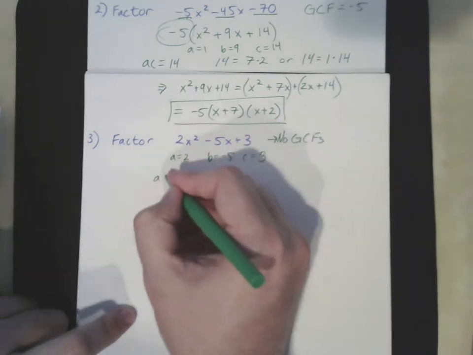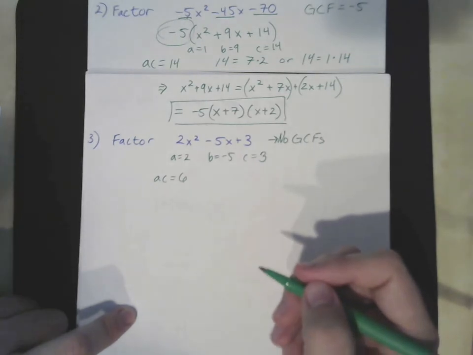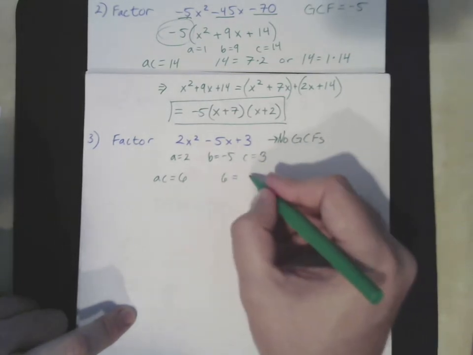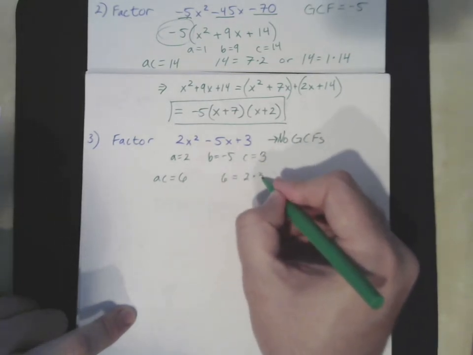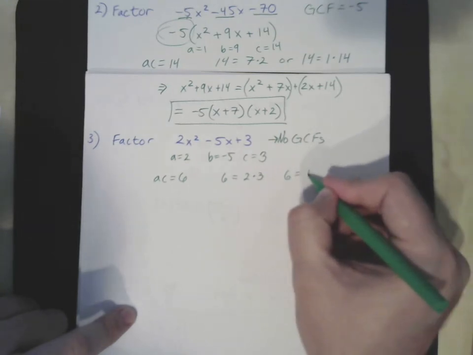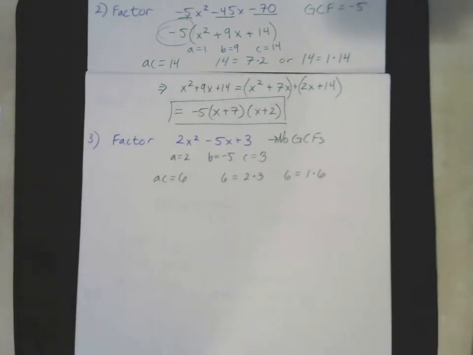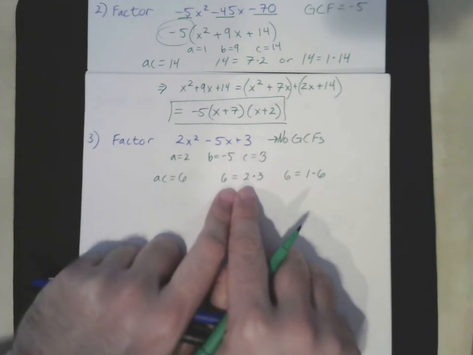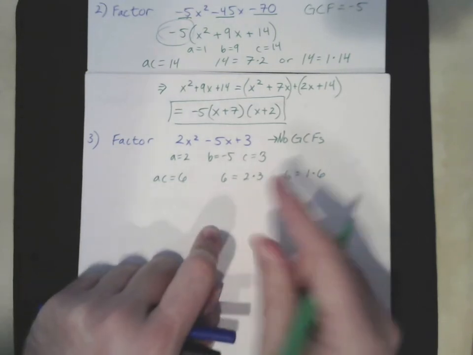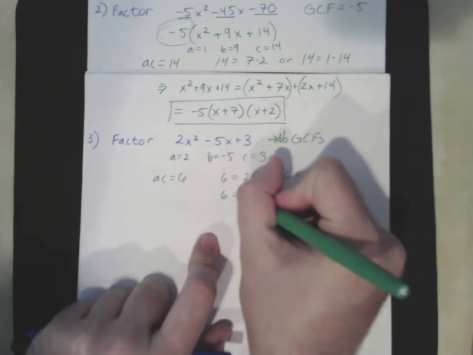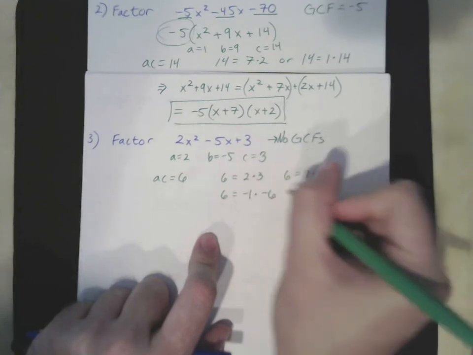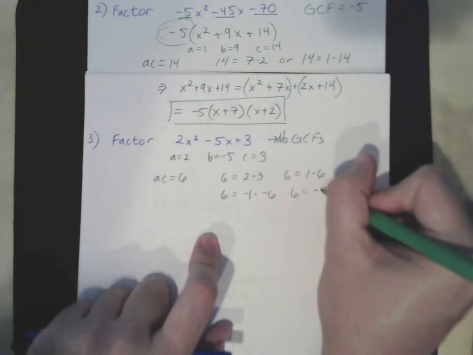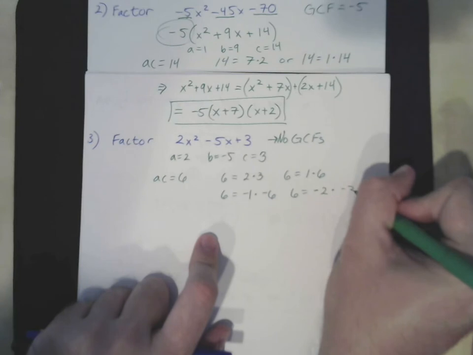So then our ac that we multiply is 6. 6 can be 2 times 3. 6 can be 1 times 6. And this is where things get more complicated. Up until now, we haven't needed to think about this. But since our b is negative, we also have a bunch of negative factors. So 6 is also negative 1 times negative 6, and 6 is also negative 2 times negative 3.